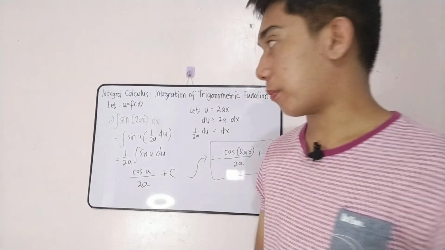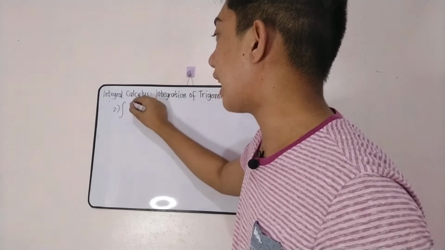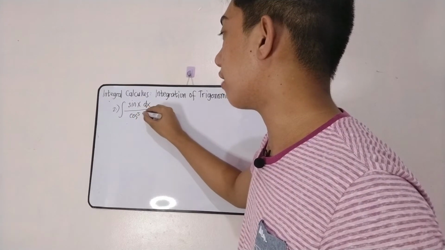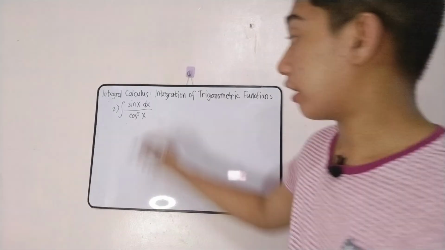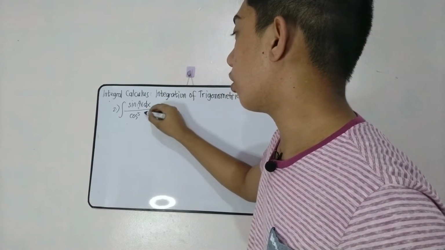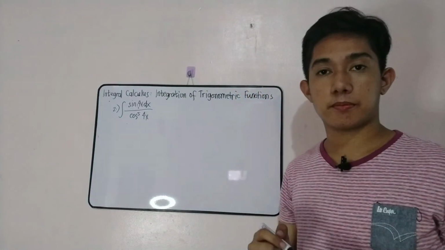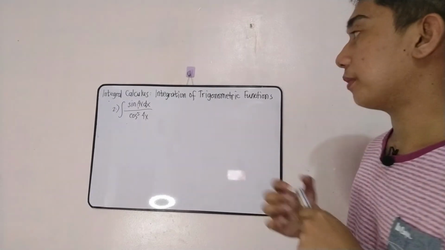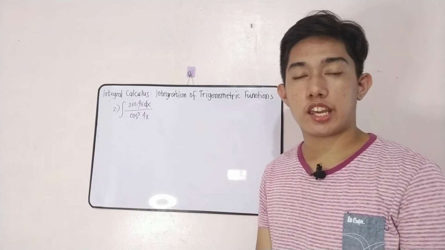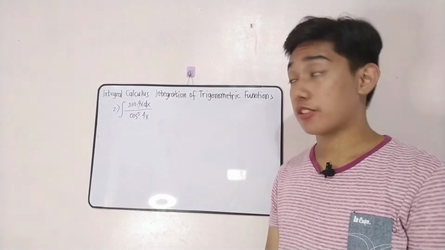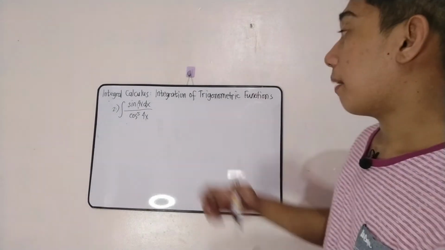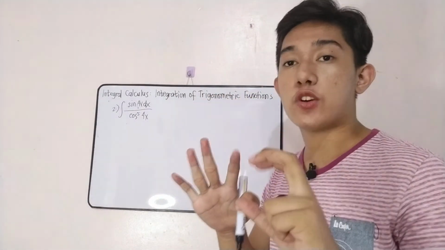Let's go for the second example. Let's say we have the integration of sine 4x dx all over cosine raised to the 5th power of 4x. Notice the denominator is difficult, because it is cosine raised to the 5th power of 4x. So, what will we do here? Still the same, we will let u be the easiest value.